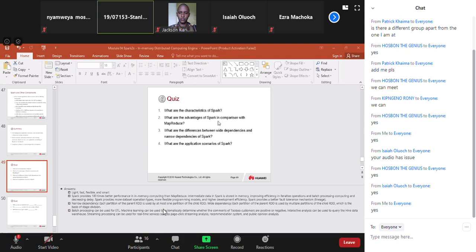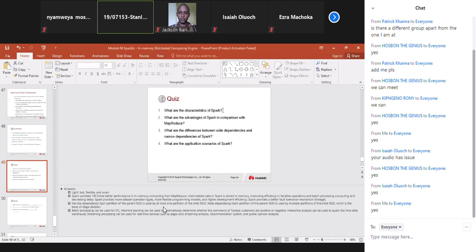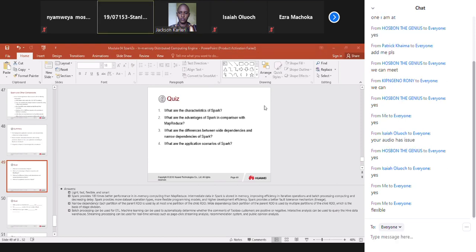Now, what are some of the characteristics of Spark? What did we say? Maybe you can highlight them. It's fast. Very good, fast. Smart and flexible and even light. Very good. Yes, very good, Jackson. I can see someone posting. Yes, we see some of the characteristics. That's right, fast, flexible, and smart.